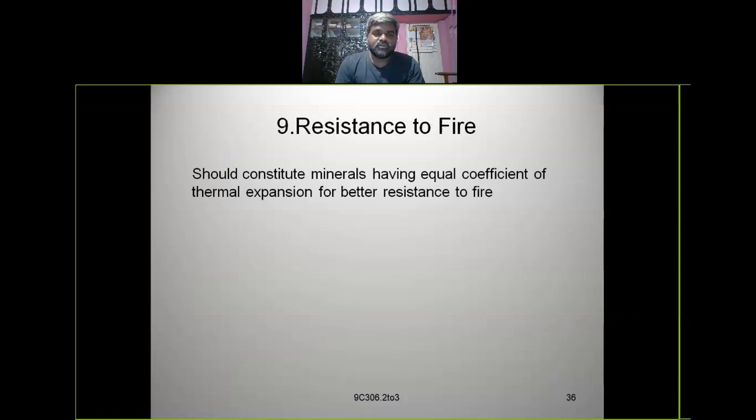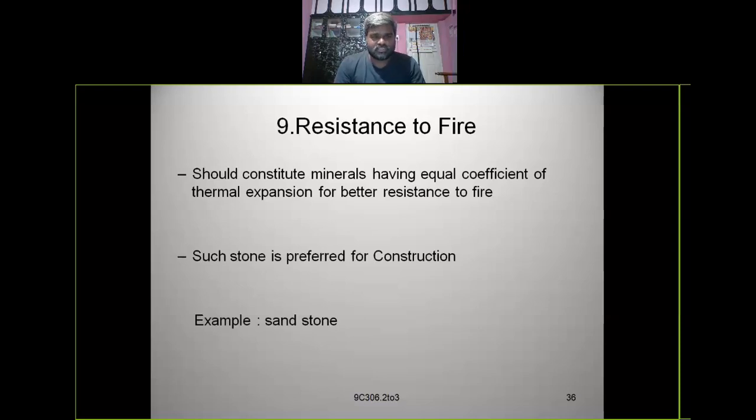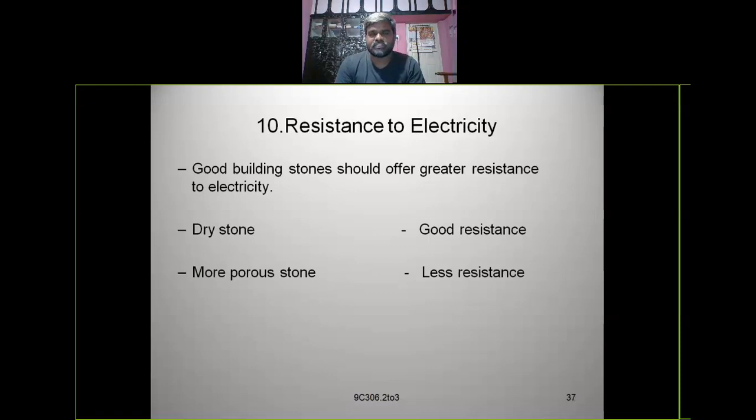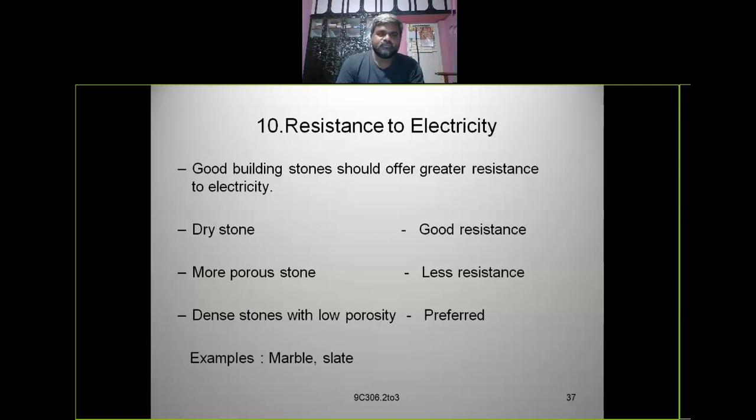Resistance to fire: the stone should consist of minerals having an equal coefficient of thermal expansion for better resistance to fire. Such stone is preferred for construction. Example, sandstone. Resistance to electricity also: good building stones should offer greater resistance to electricity. Dry stone has good resistance. More porous stone has less resistance. Dense stones with low porosity are preferred. Example, marble and slate.